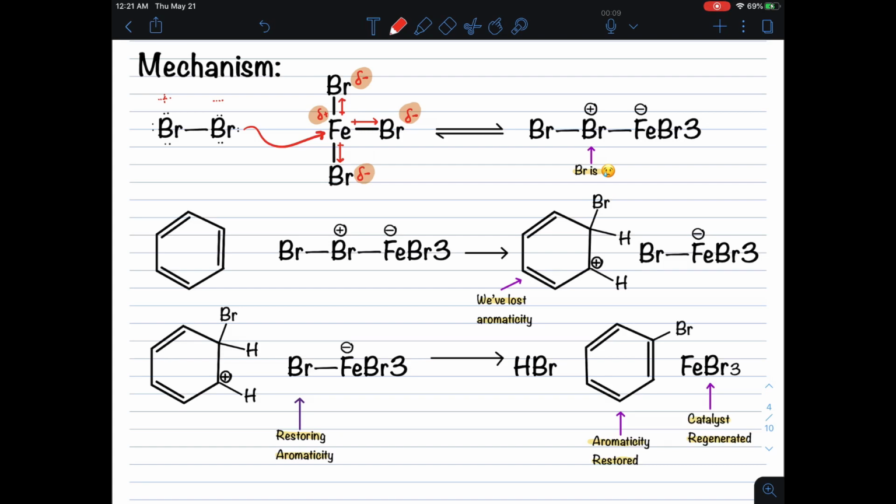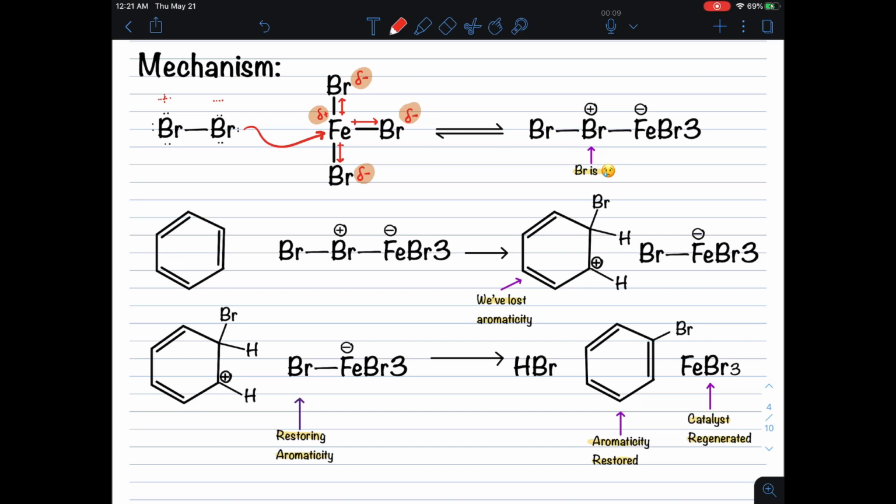So now, bromine attached to the iron has a positive charge. It's sad. Bromine is an electronegative atom, meaning that it likes negative charges, but right now it has a positive charge. So what's going to happen is that the positively charged bromine bonded to the iron is going to start tugging on the electrons in the bromine it's attached to. It's basically saying, hey, no fair, share some of your electrons with me.